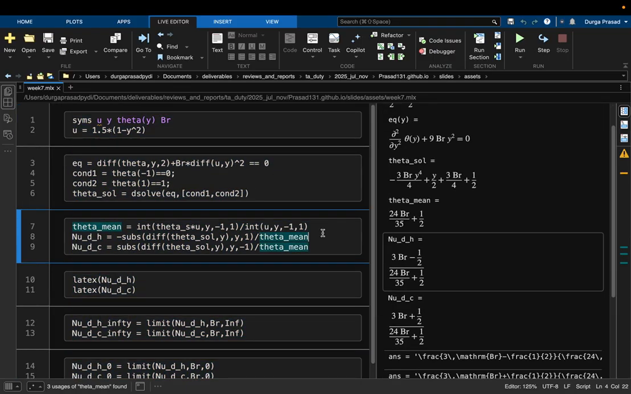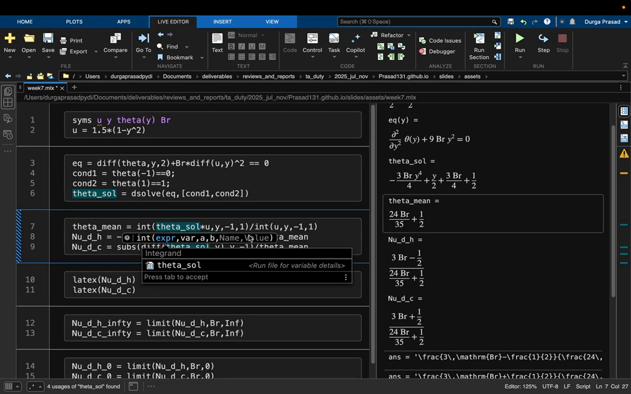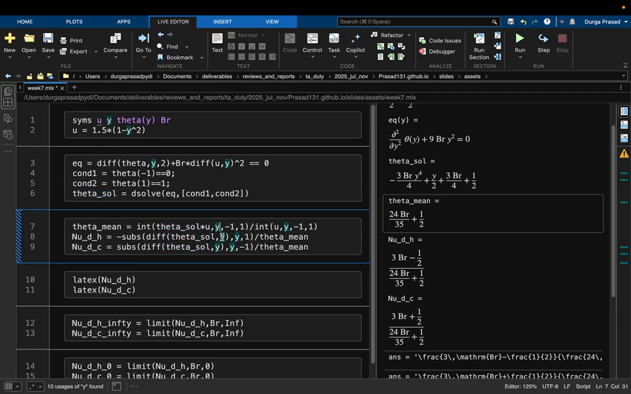So once I have the theta solution, I can calculate theta mean. Theta mean is basically the integral of theta times whatever solution I have times the velocity for y within the interval -1 to 1, divided by the integral of u times y from -1 to 1. So that will give you the theta mean value here. And then the Nusselt numbers are calculated by taking the differentiation of theta with respect to y, and then substituting 1 in place of y for the top one and -1 for the bottom one.